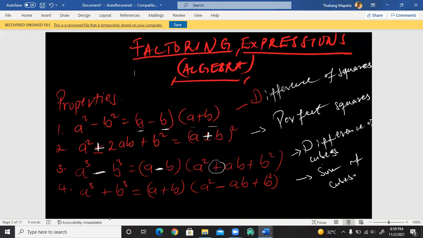I guess we're good. And then if it's a plus, if we have a cubed plus b cubed, we're going to have the smaller factor as a plus b. And then the bigger one is going to be a total opposite of that. So it's going to be a minus, and everything else the same. That is, it is going to be a squared minus ab plus b squared. So this is it about factoring.